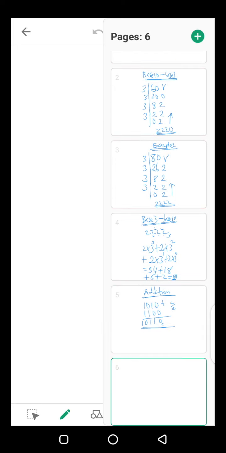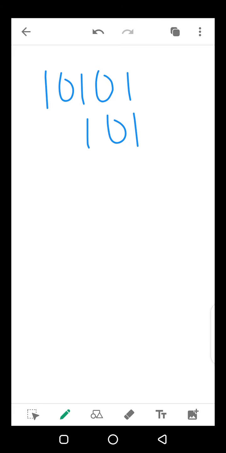Example 2. If you have a number like 10101 plus 101, and we are asked to add these two numbers in base 2. What do we do?